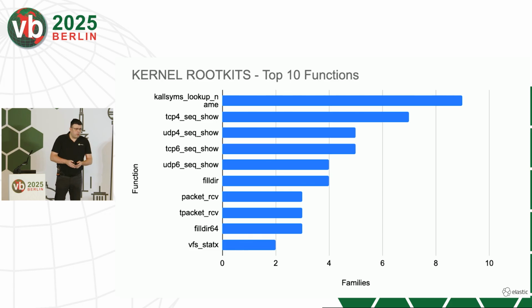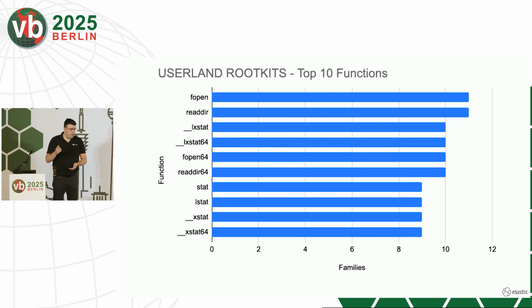Same goes for the top 10 functions. The top function is called some lookup name, and that also makes perfect sense, because that is a typical function that almost every rootkit uses to find other functions within the kernel. Other than that, we see functions being hooked to hide TCP traffic, which is the idea of a rootkit hiding itself.